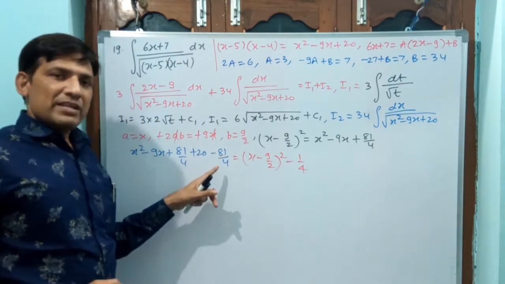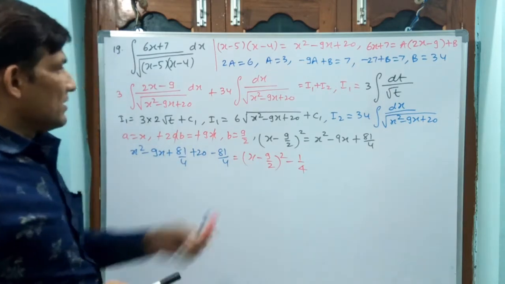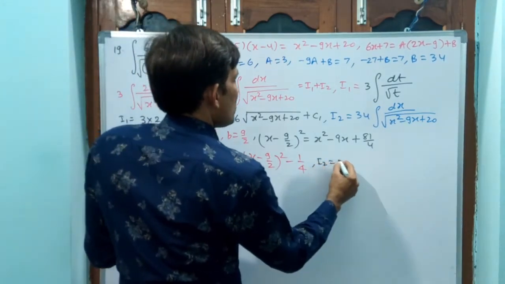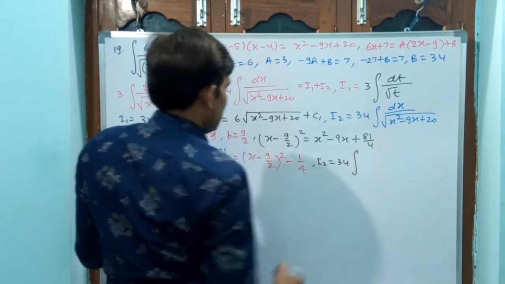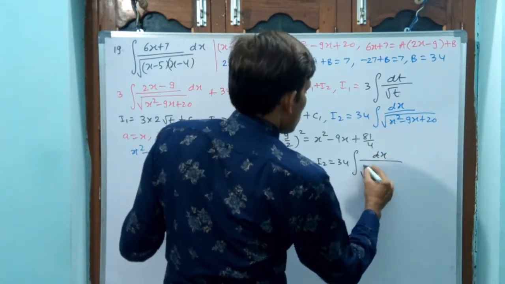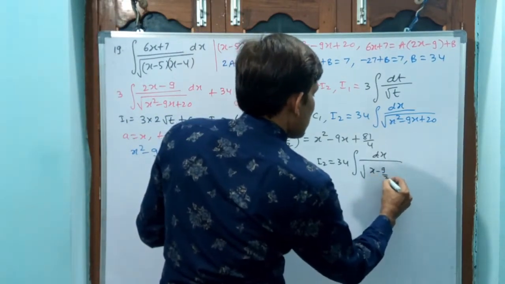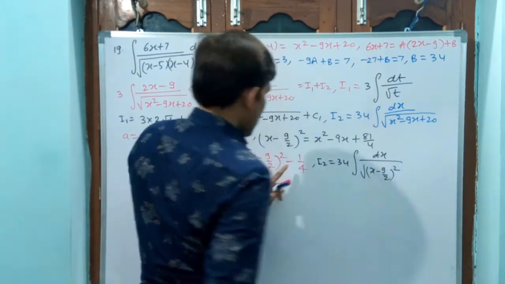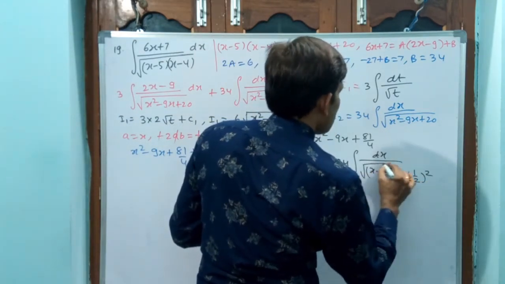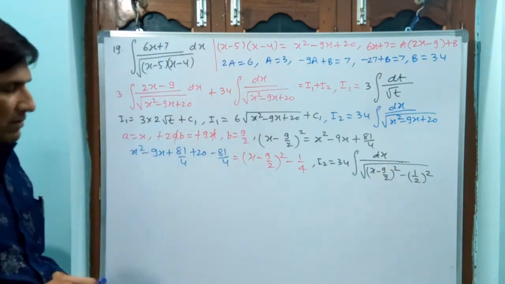80 minus 81 minus 1 by 4. Minus 1 by 4 has come. Now you rewrite this again, I2. See how I am rewriting this I2. I2 will be 34 integral dx by square root of (x minus 9 by 2) whole square minus (1 by 2) whole square. You have to write this because it should be in a square form.